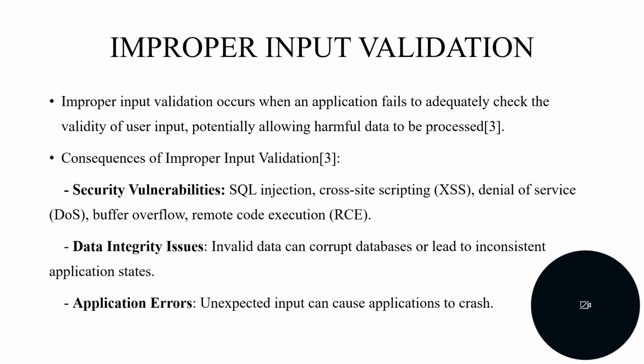Coming to improper input validation, it happens when an application doesn't properly check the data it receives from users. This can allow harmful data to slip through, leading to serious consequences. Examples of improper input validation include SQL injection, cross-site scripting, denial of service attacks, buffer overflow, and remote code execution. It can also cause data integrity issues where bad data corrupts the database and creates inconsistencies. Lastly, unexpected input can lead to application crashes, disrupting the user experience. Proper input validation is essential to keep the system secure and functioning correctly.